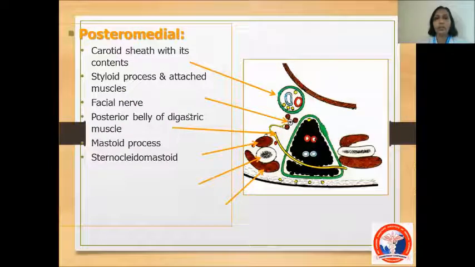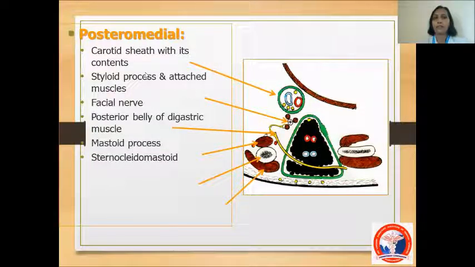The relations of the posteromedial surface are the carotid sheath. The carotid sheath is also an extension of the deep cervical fascia. The sheath encloses, as you can see in the diagram, the internal carotid artery, or in the lower part the common carotid artery, the internal jugular vein, and the vagus nerve.